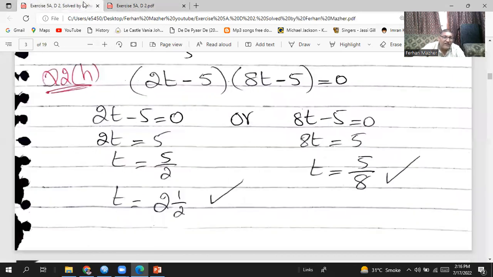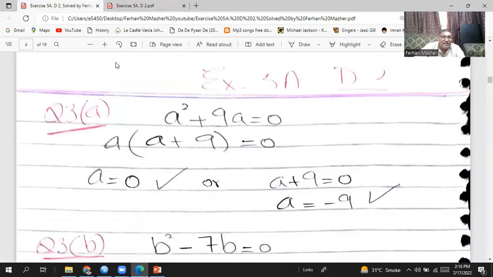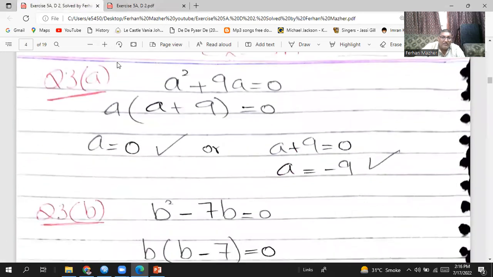First of all, I will factorize them and then I will make the factors equal to 0. So a squared plus 9a equals 0. You see a is common in them, so I can take a common. When I take a common, we will have a bracket, and in the bracket we will have a plus 9, bracket close, equals 0.